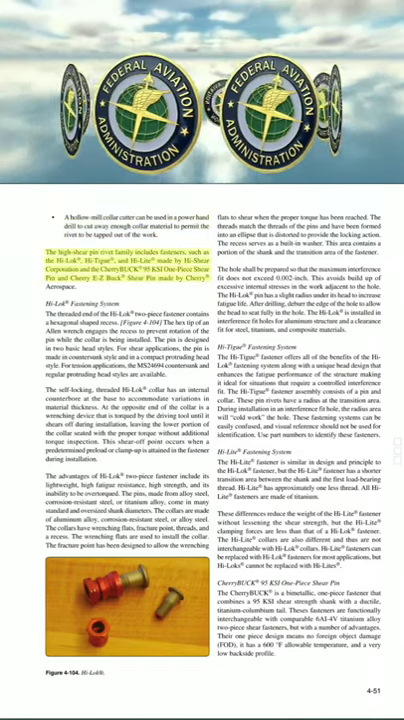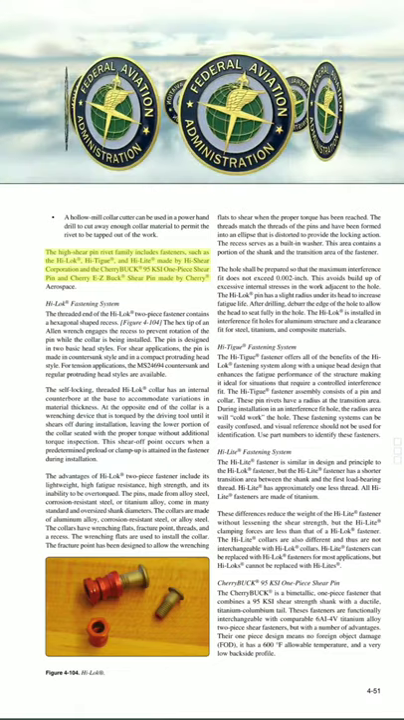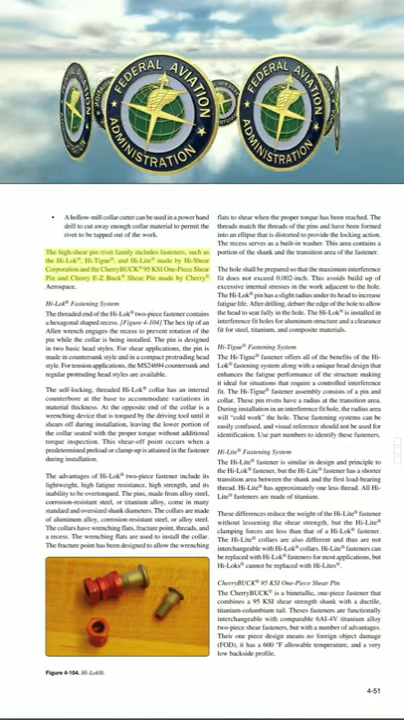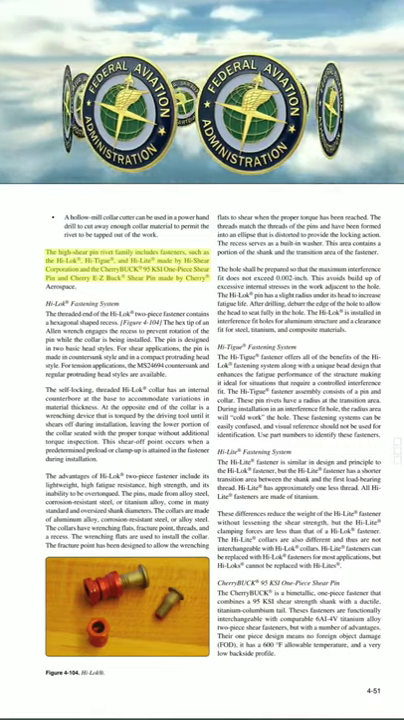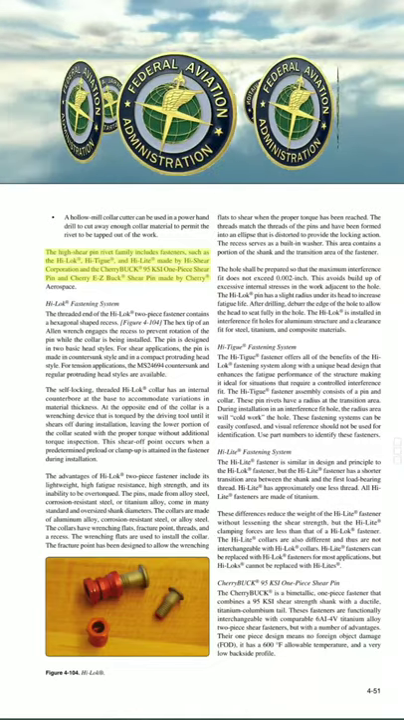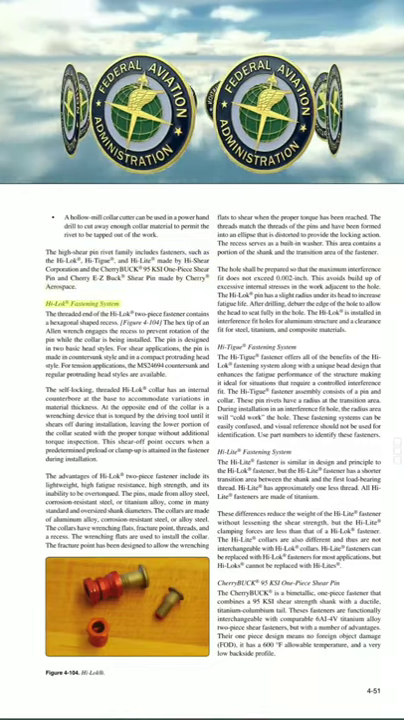The high shear pin rivet family includes fasteners such as the Hi-Lok, Hi-Tigue, and Hi-Lite made by Hi-Shear Corporation, and the Cherry 95 KSI one-piece shear pin and Cherry EZ Buck shear pin made by Cherry Aerospace. Hi-Lok fastening system.